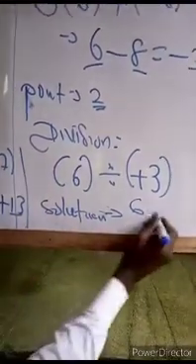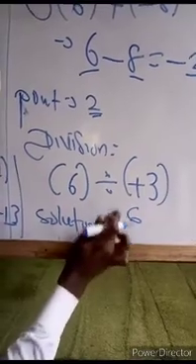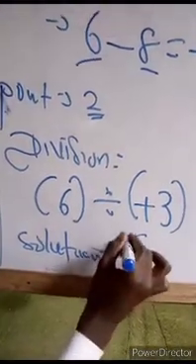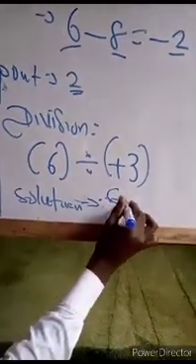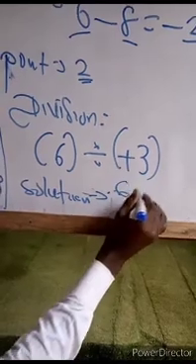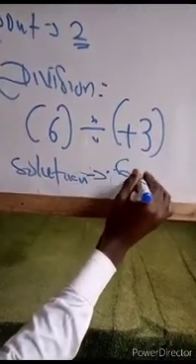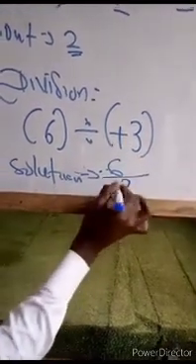Then we have 6, without any sign, we assume it's plus. A figure without any sign is known as what? Plus. You can put it down or you omit the plus sign. So here we have a division sign, divided by plus 3. Now divided by plus 3, you can write it as slash 3.